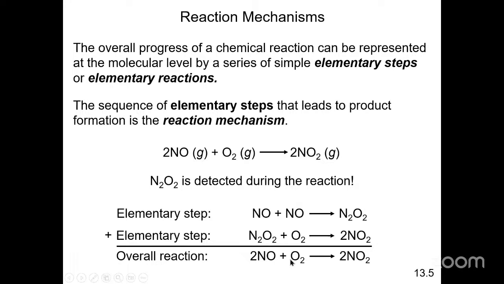Now, one thing that must always happen when somebody proposes a mechanism is that when you add the different steps of the mechanism, the final result should be the overall equation. In this particular case, that is the case, because the N2O2 will cancel out here and here. When you add up what is left on the left and right side of the equation, you end up with the overall equation, which is 2NO plus O2 to give 2NO2. That is true for all mechanisms. All mechanisms that anybody would put forward must add up to give you, in the final analysis, the overall equation.